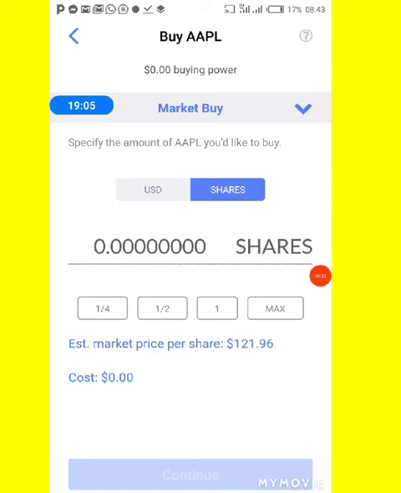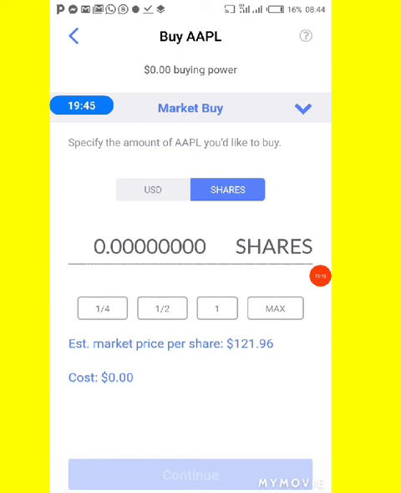So assuming you have the shares now, just enter here. All these icons here, 1/4, 1/2, 1, and max, specify the portion of the amount you have in your wallet. For instance, now I have like $1,000, and out of the $1,000, I just want to use 500. So I will click on 1/2. This 1/2 means half of what I have in my balance. If I click on 1, it means I just want to use 1% of it. If I click on max, it means I want to use the whole amount of money in my wallet to invest in Apple. That is the meaning. So you just have to take note of all these icons.